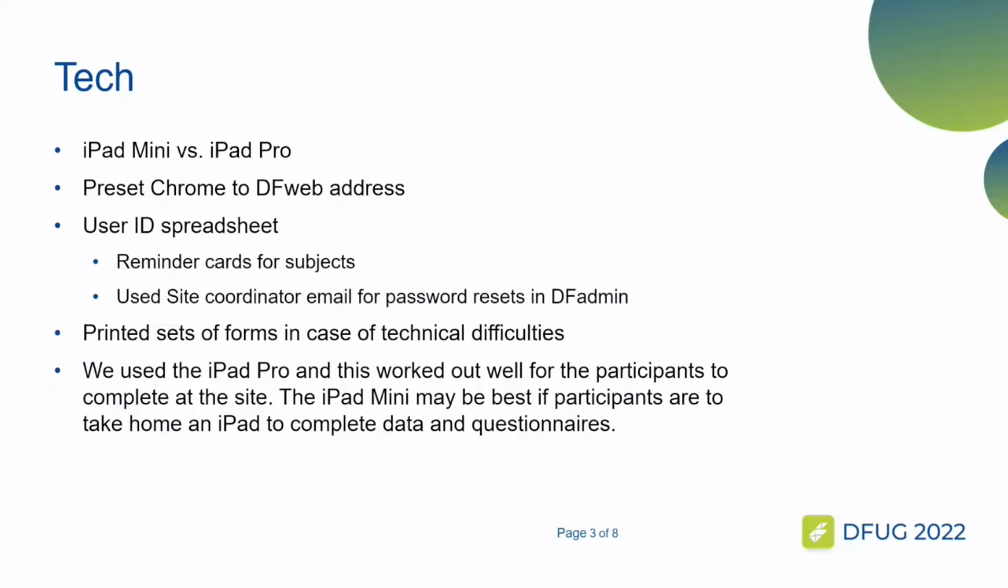Since the visits between baseline and visit 2 or 3 could either be 14 days or 28 days, we were concerned that they might forget their password. Shocking, I know. So we provided these reminder cards, and the site could fill out their username, and then the subject could record their password that they created. Then one copy was kept in an envelope at the site, a sealed envelope, and then the participant could put the other one in their wallet. So the next time they came back and needed to complete their questionnaires, they would have that available.